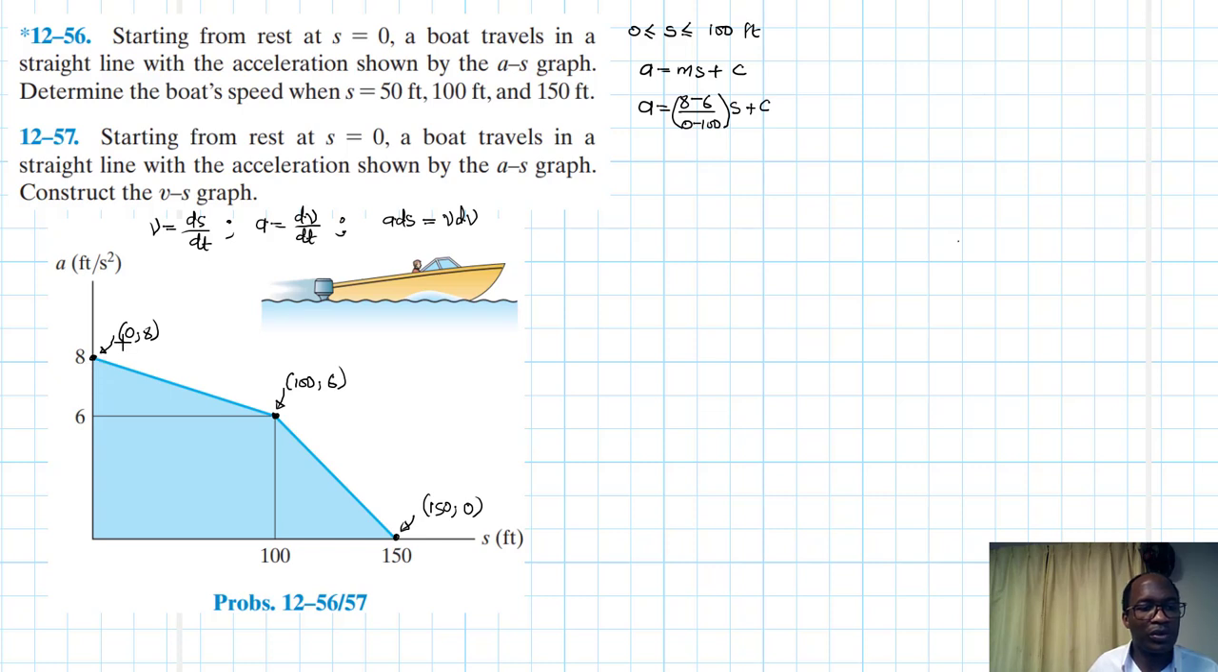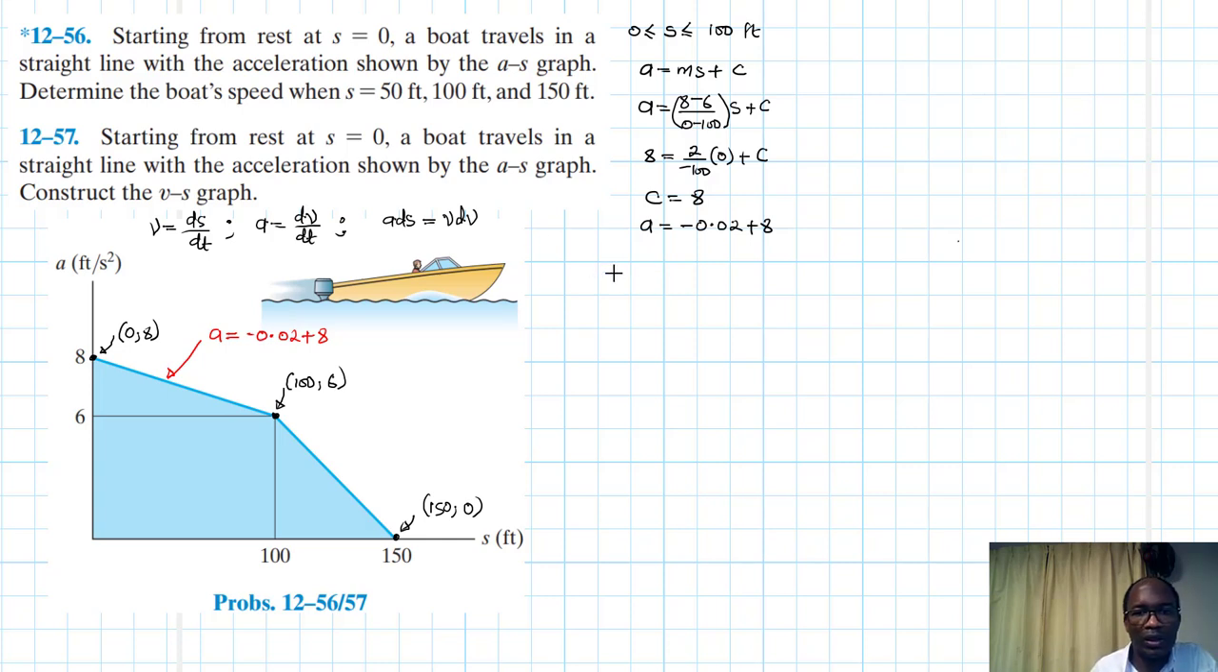Then I'm going to use one coordinate to find c. I'll use 0,8. So I'll have 8 equal to 2 divided by minus 100, then times 0, plus c. Therefore our c is 8, and the gradient is 2 over minus 100. Therefore this line is a = -0.02s + 8.